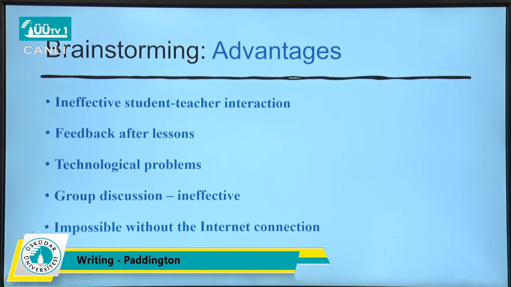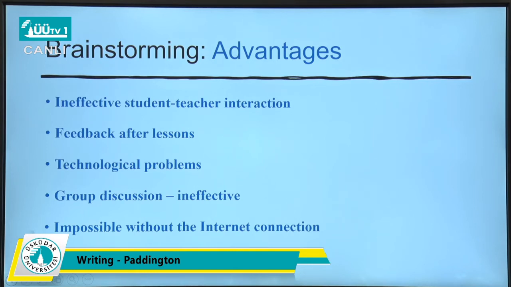Some students live in a far remote area, so they don't have any internet connection. So this is again another problem. Imagine in your apartment when the electricity is cut, you cannot have lessons because the internet is gone automatically. So again, this is a disadvantage.